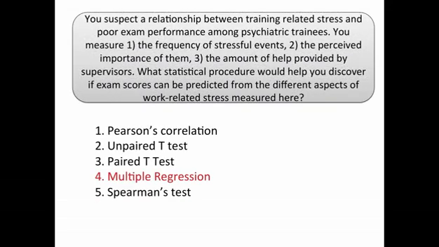Answer is multiple regression. For predicting one variable from the other, we can use regression. As there are multiple variables involved, multiple regression would be more appropriate.